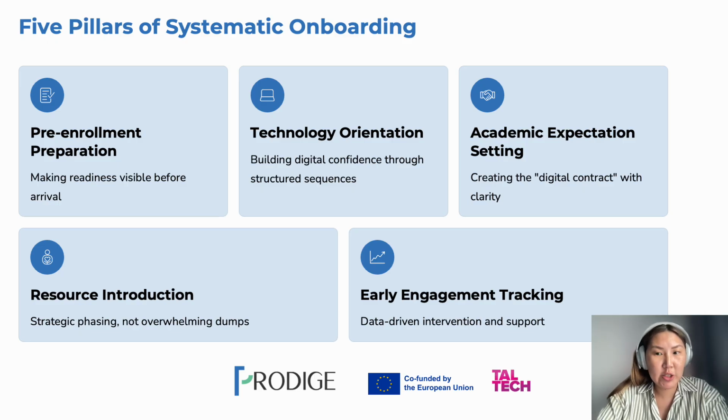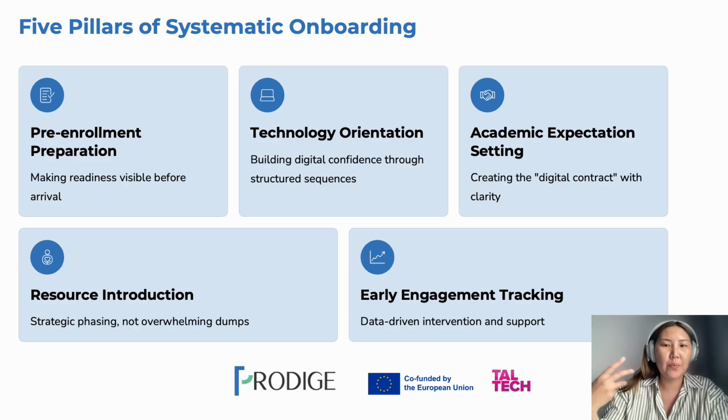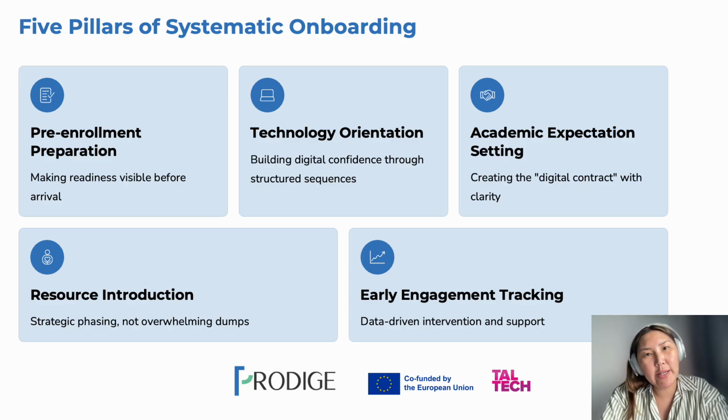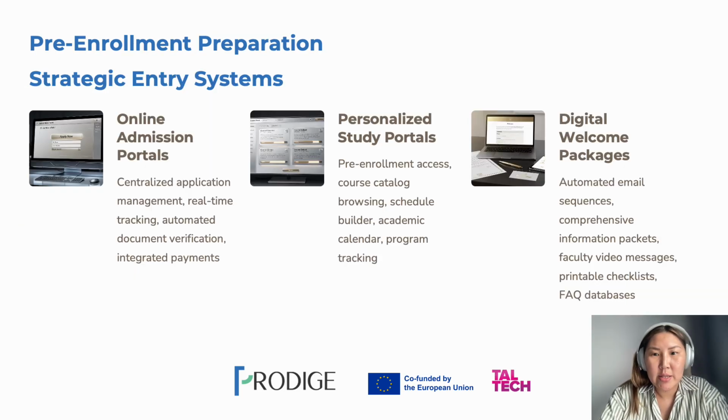Number 4, resource introduction. This is the strategic phasing. It's very important not to overwhelm our students all at once, but to sequentially introduce the resources. And 5th, early engagement tracking, using data to drive intervention and support before students fall through the cracks. These 5 pillars work together to create a comprehensive onboarding experience, which we will be looking at from now on. So let's start with the pre-enrollment preparation and the strategic entry systems you need.